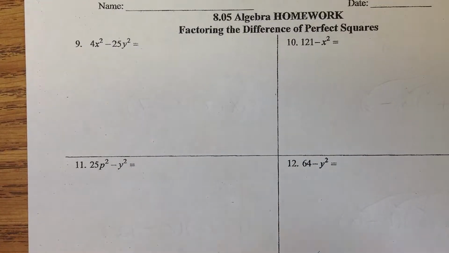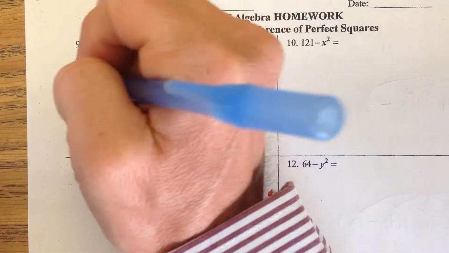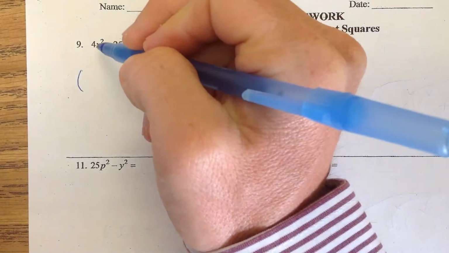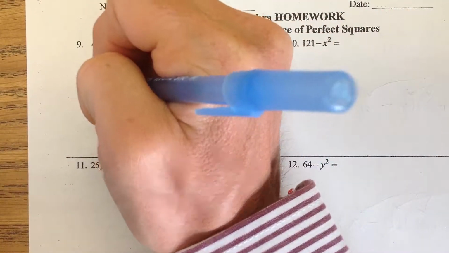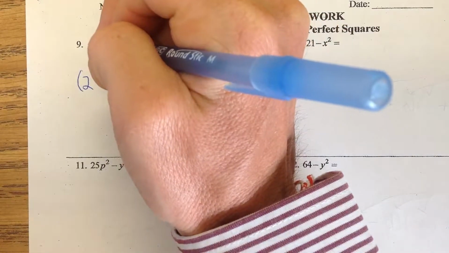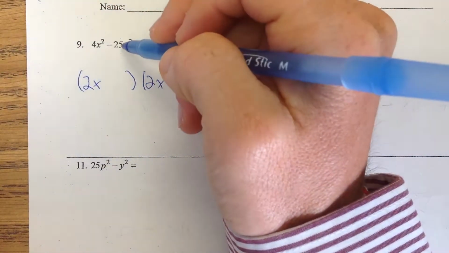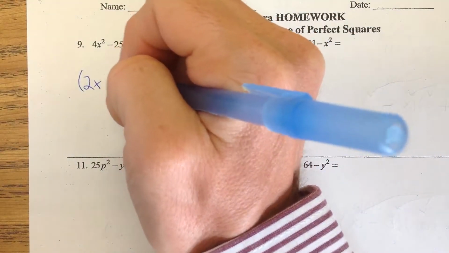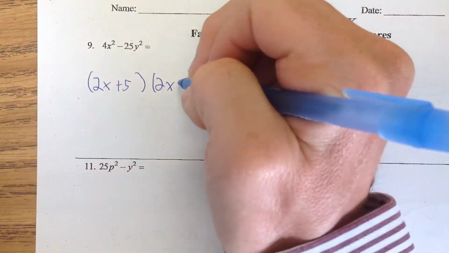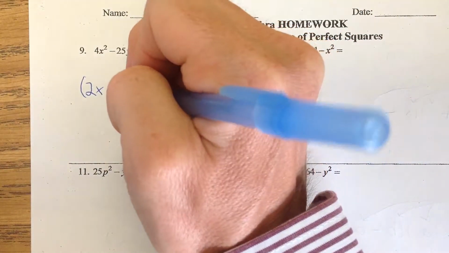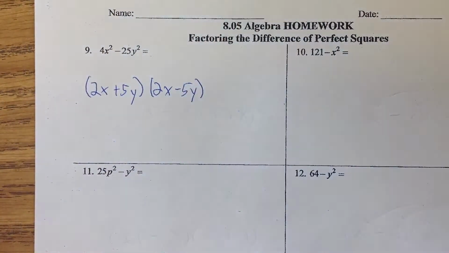Alright, so let's take a look at the back here. Same sort of thing. They're just getting a little more involved, but the square root of 4 is 2. So these are going to be, and then x squared, so it's going to be 2x and 2x. The square root of 25 is 5, so that's going to be a plus 5 and a minus 5, but don't lose your y squared, so plus 5y minus 5y.